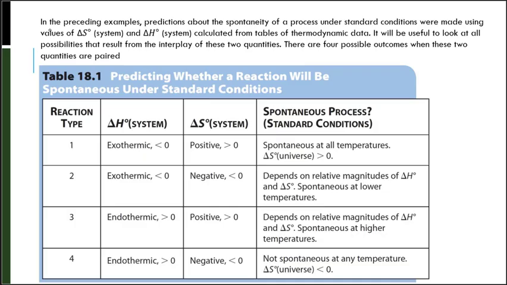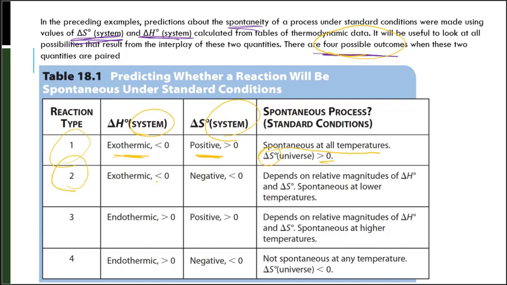In the examples that we've just looked at, predictions about the spontaneity of a process under standard conditions were made using the values of the entropy of the system and the enthalpy of the system, looking to see if they were positive or negative values. There are actually 4 possible outcomes when these two quantities are paired. We can have an exothermic, or negative delta H, and a positive entropy, both for the system, and it would be spontaneous at all temperatures, so the delta S of the universe would be greater than 0.